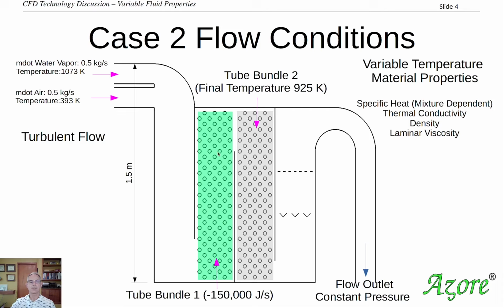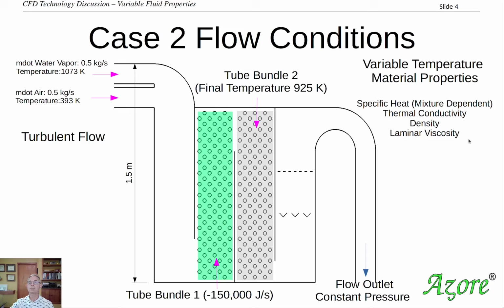So this is a heat transfer case. For this first tube bundle, we've been told that it is going to remove a fixed amount of energy, basically 150,000 watts, or joules per second. For the second tube bundle, we've been told that they're expecting the temperature of the fluid leaving it to be a particular temperature of 925 degrees K.